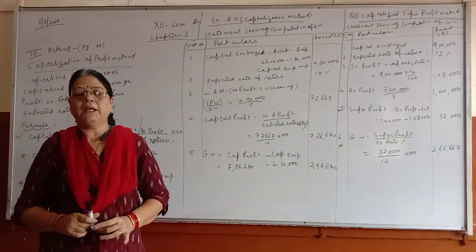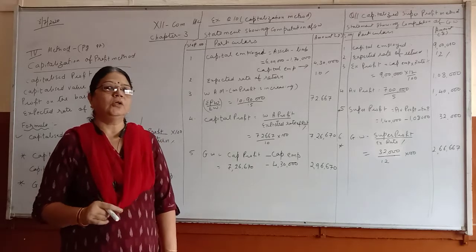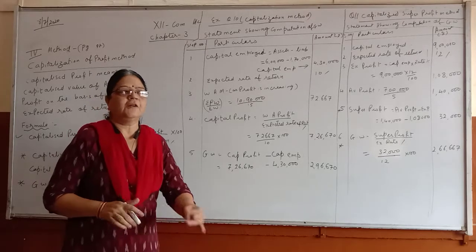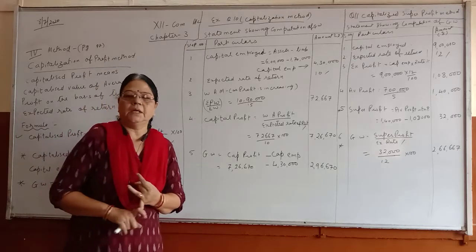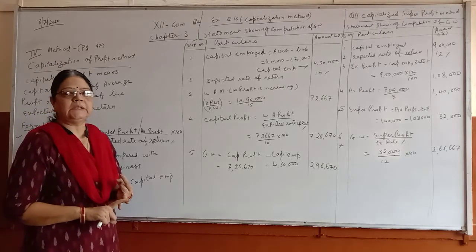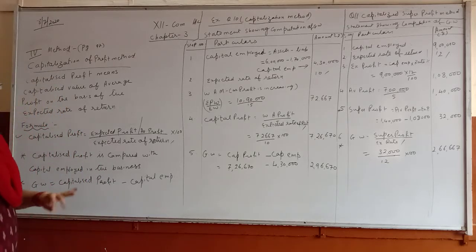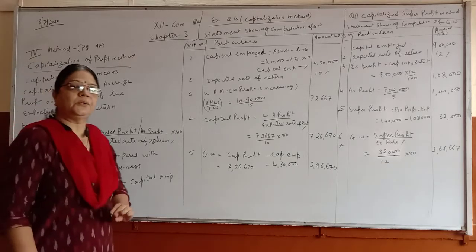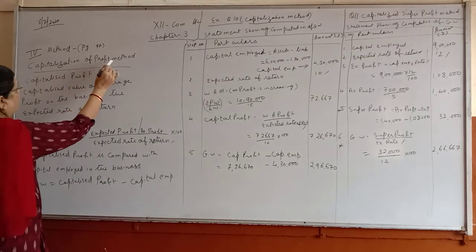Continuing with the topic valuation of goodwill. Today we will learn the fourth method. The first method we have learned is the simple average profit method. Second, we have learned the weightage average profit method. And third, what we had seen in the last period is the super profit method. And today the last method which we are going to learn is the capitalization of profit method.